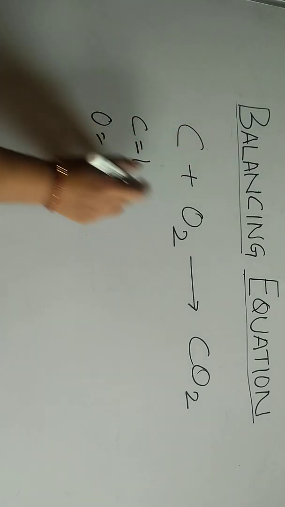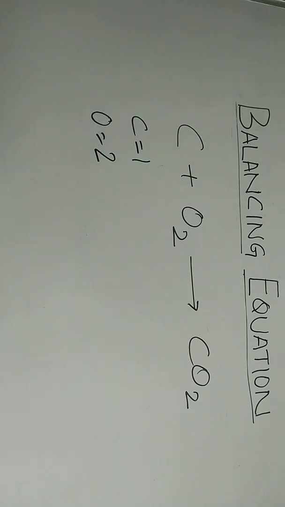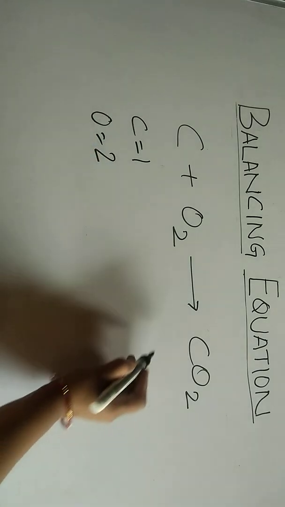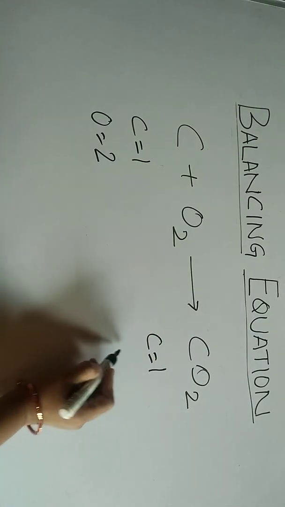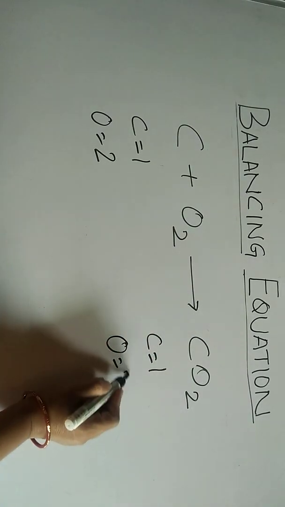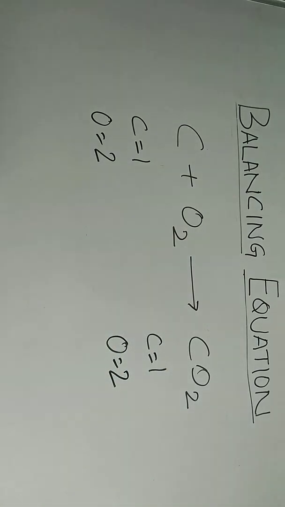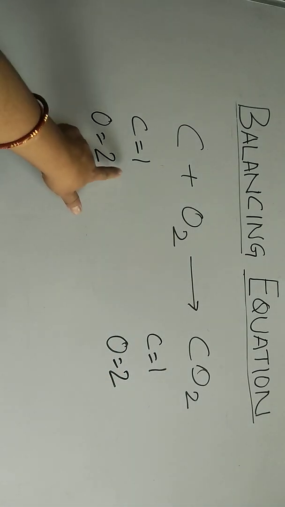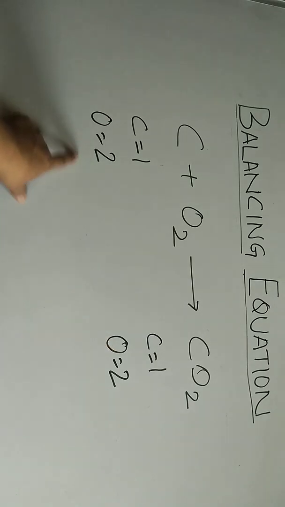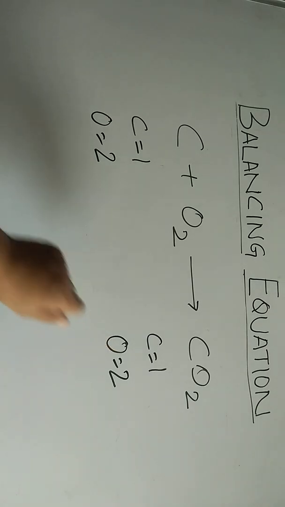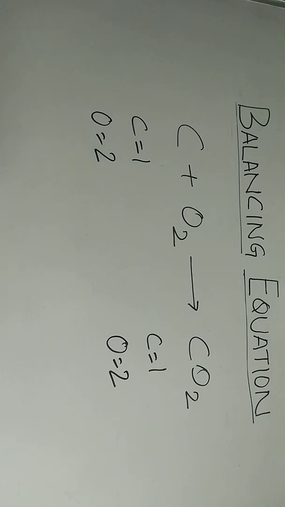Oxygen has 2 atoms on the reactant side. Coming to the product side, carbon, no number written over here, so it has 1 atom. Oxygen has 2 atoms, 2 written here. Alright. So carbon has 1 atom this side, carbon has 1 atom this side also. Oxygen has 2 atoms this side and oxygen has 2 atoms on this side also. Both the sides the number of atoms are same.